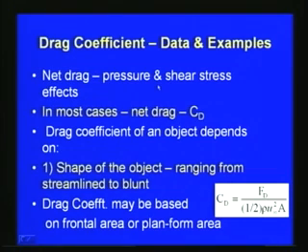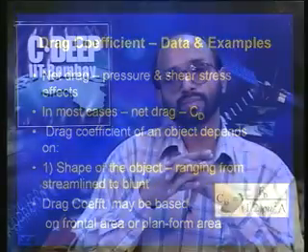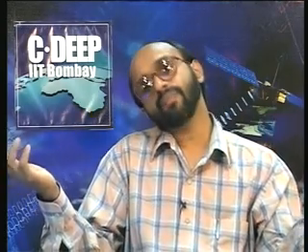So, net drag, as we have seen, comes from the pressure drag and the shear stress effects. In most cases, net drag we represent as CD. The drag coefficient of an object depends upon various parameters, such as the shape of the object over which the flow takes place, which orientation we put it in, even for the same body, and the fluid flow parameters.